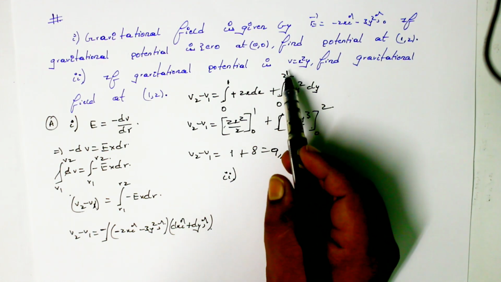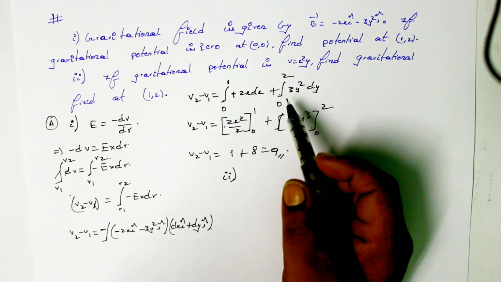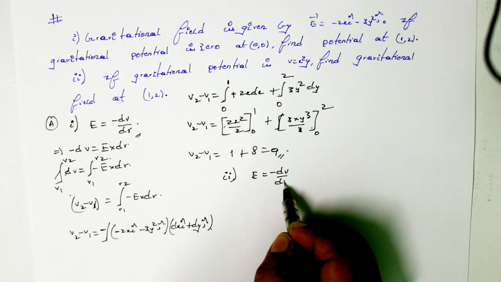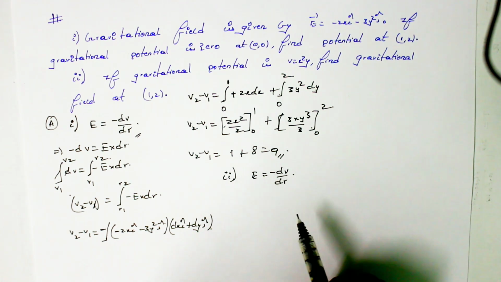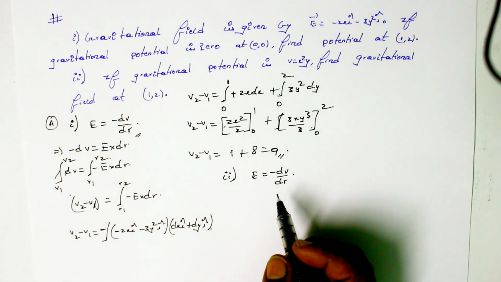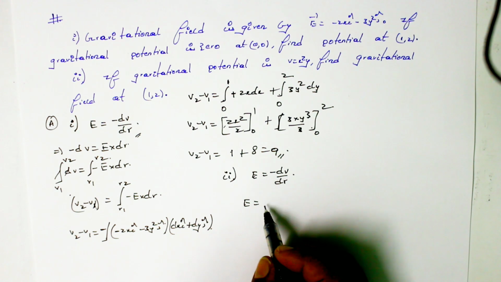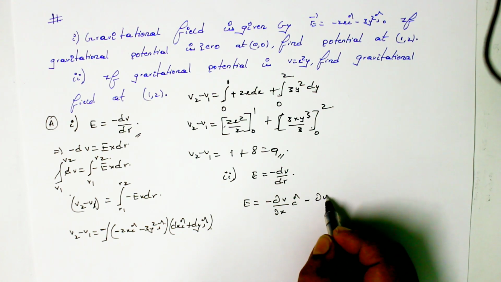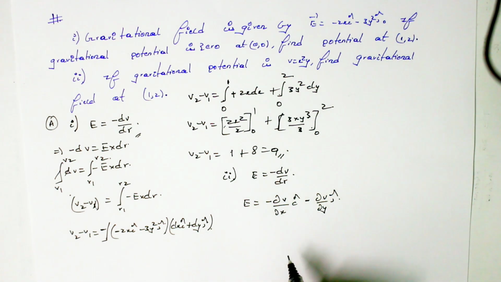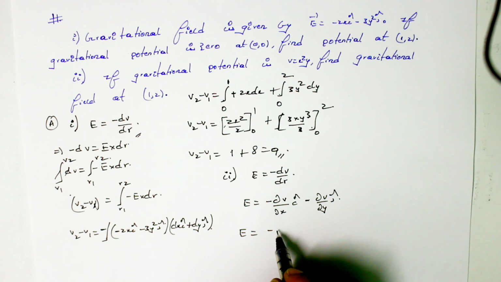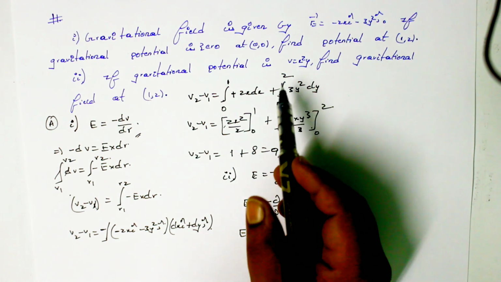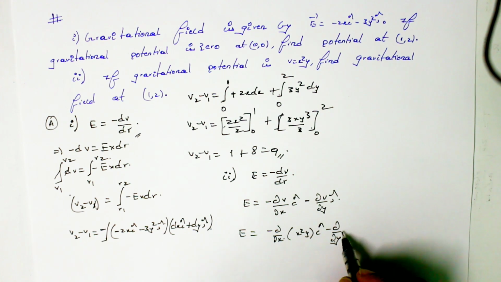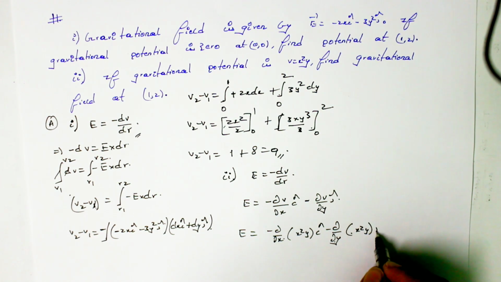So if gravitational potential is V = x²y, find gravitational field at (1, 2). So already we know the relation is E = -dV/dr. But here E value is present in both x and y axis also. Then in that condition I have to use the concept of partial differentiation. So E = -∂V/∂x i cap - ∂V/∂y j cap. So here we are supposed to use only partial differentiation. So E = -∂/∂x of x²y i cap - ∂/∂y of x²y j cap.